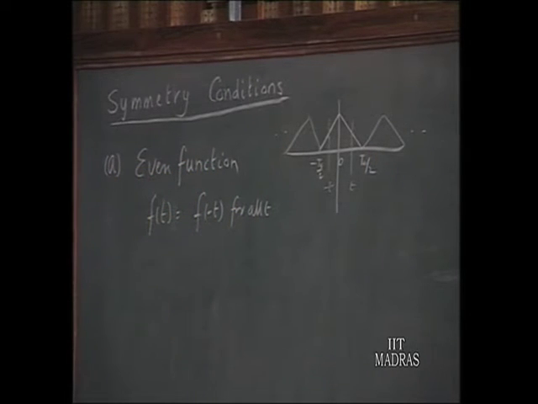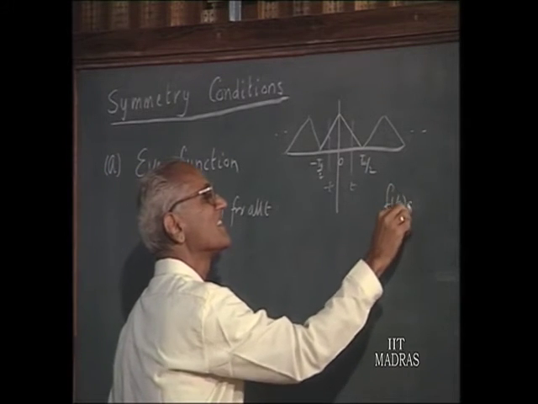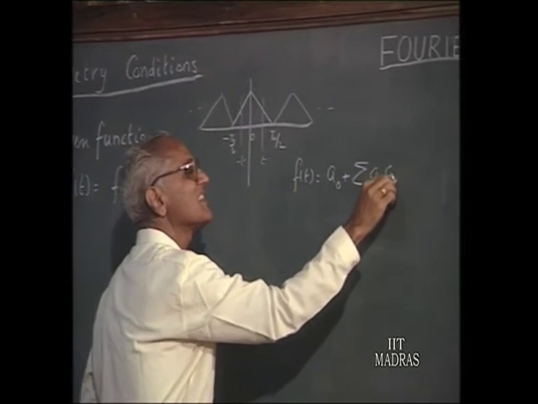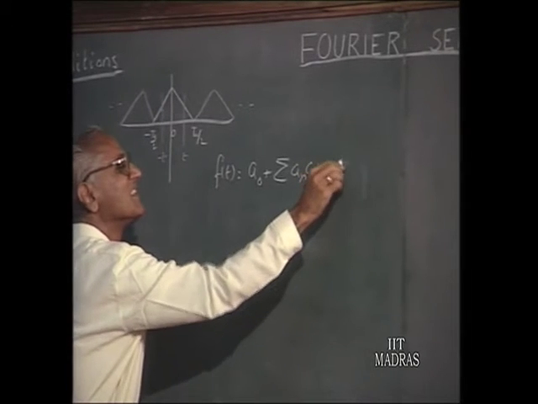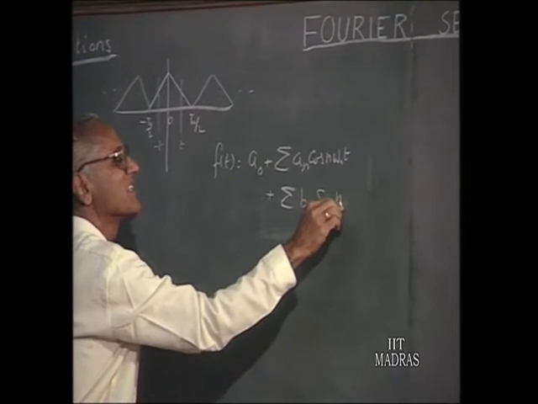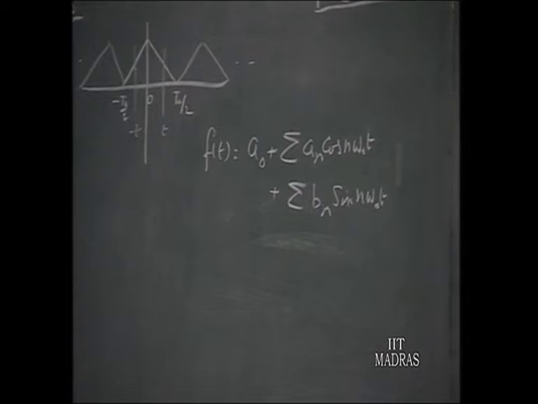You recall that the basic Fourier series expansion is a naught plus the sum of an cos n omega naught t plus bn sin n omega naught t, the whole series of terms. Now, a naught is of course a constant, it maintains its value. So, we will consider that to be an even function. Cos terms are even functions of time, but sin terms are not even functions of time, they are odd.